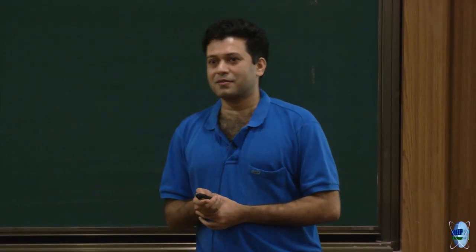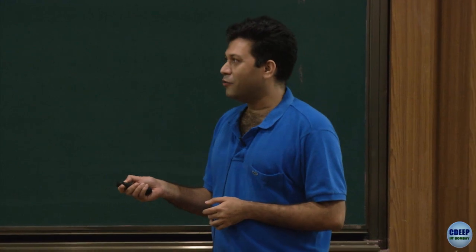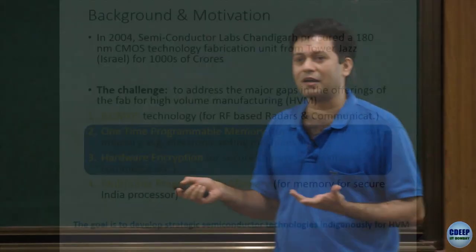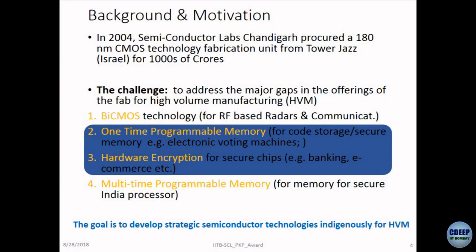But here are the gaps, right? A foundry should be able to give you very fast communication chips, right? And this is something that our SCL does not have. It does not have very fast transistors, and so this is what you would need. A global foundries would essentially offer you this technology.